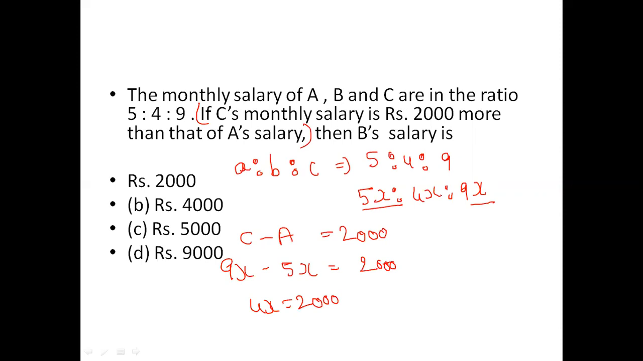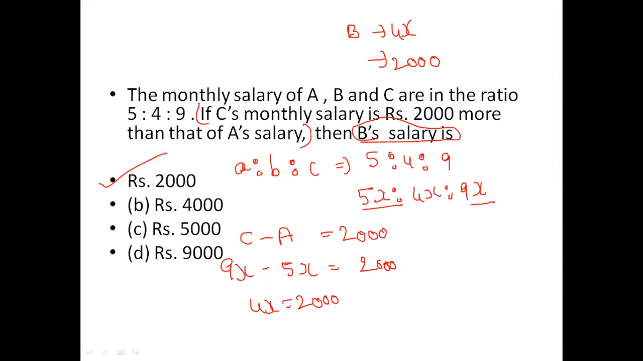What are they asking in the question? They're asking for the salary of B. So B's salary is nothing but 4x. Already we got the value of 4x is nothing but 2000. So what's the answer option, guys? The answer option is A, the first one, rupees 2000.